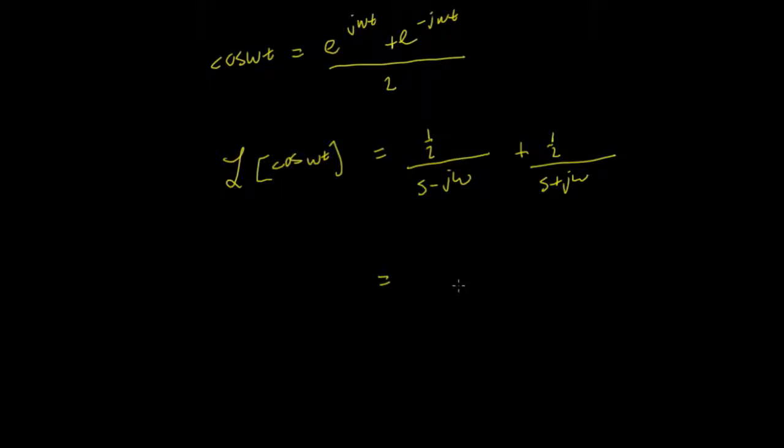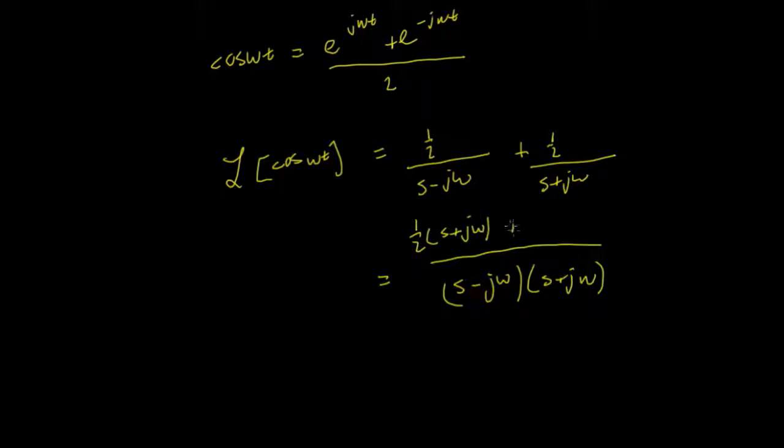And when we take the common denominator, s minus j omega, s plus j omega, we'll have a half s plus j omega plus a half s minus j omega. Again, the denominator will have s squared, and the s j omega terms will cancel, and the last two terms will have omega squared, because the root of -1 times the root of -1 is -1, and with the negative in front it's positive, so we'll have positive omega squared.